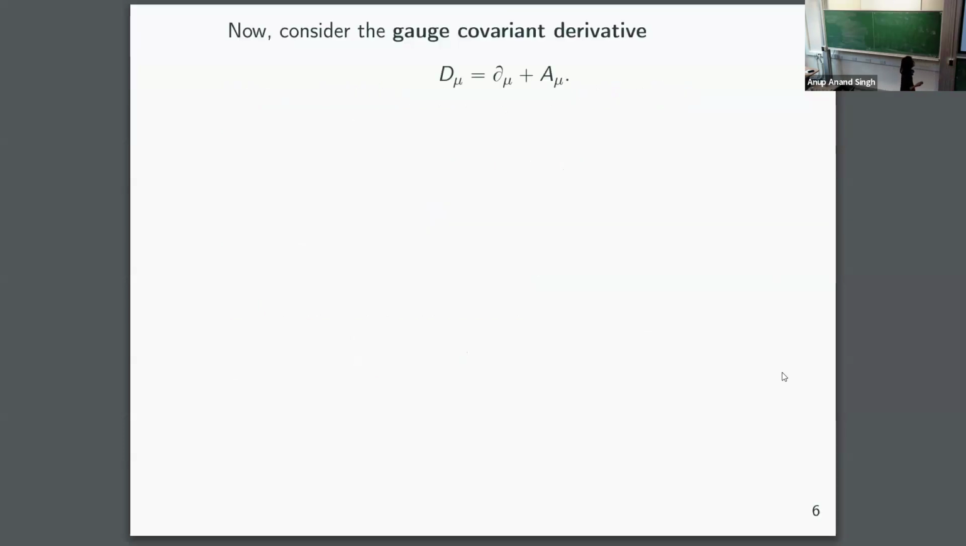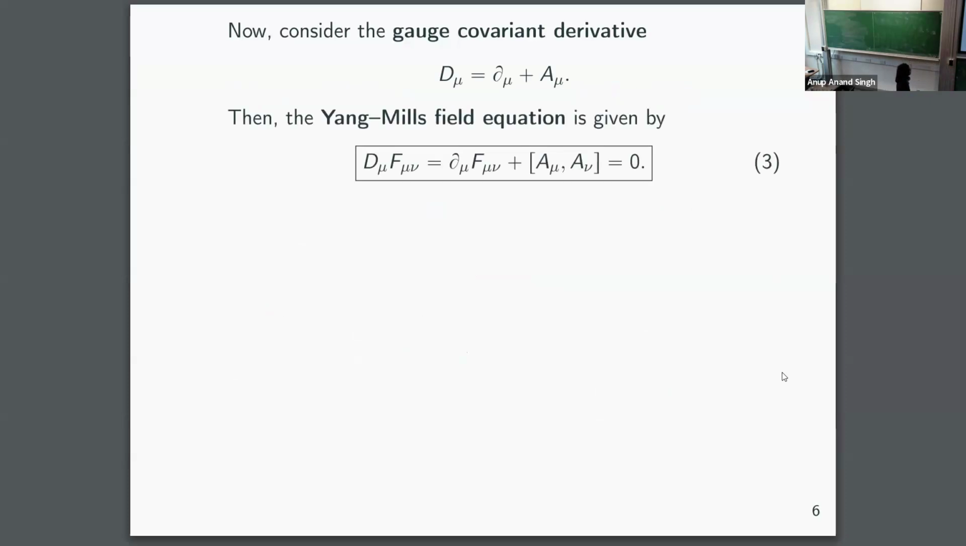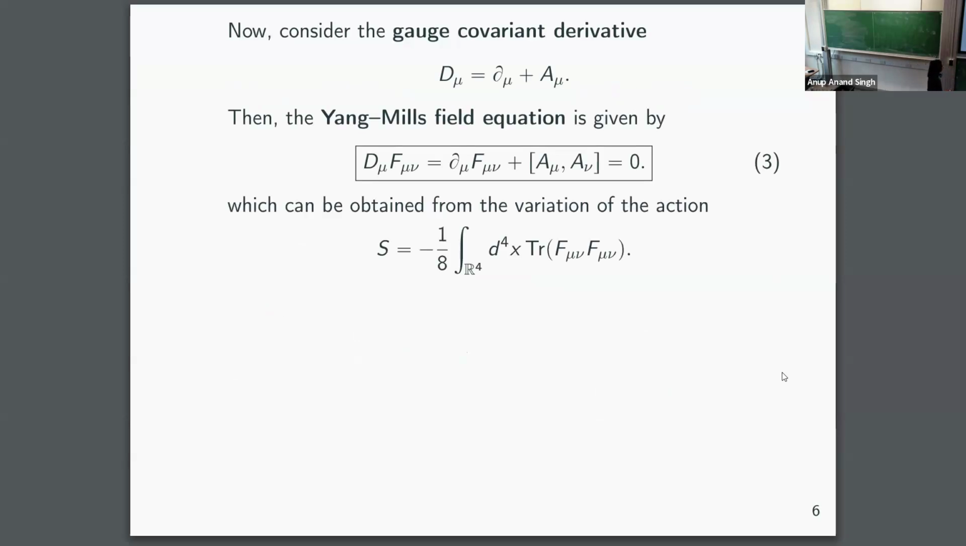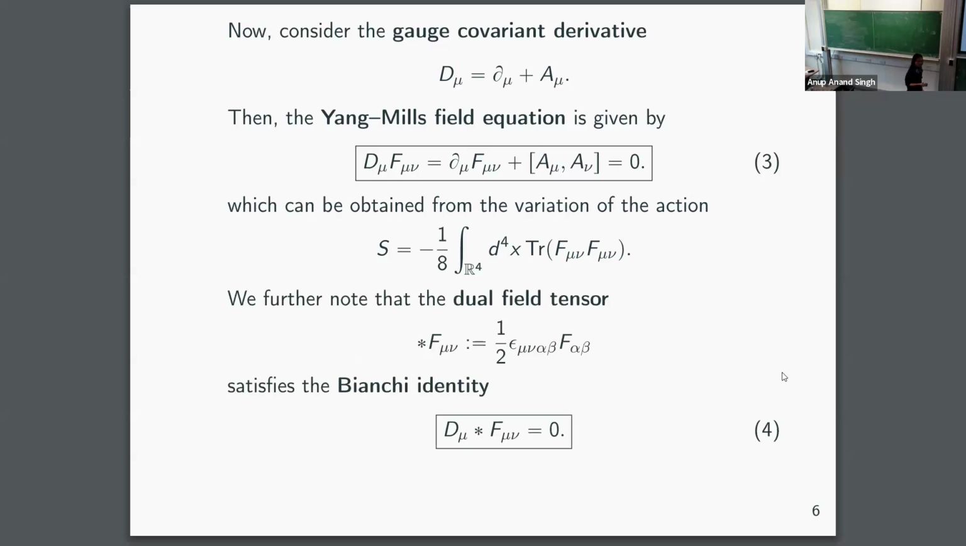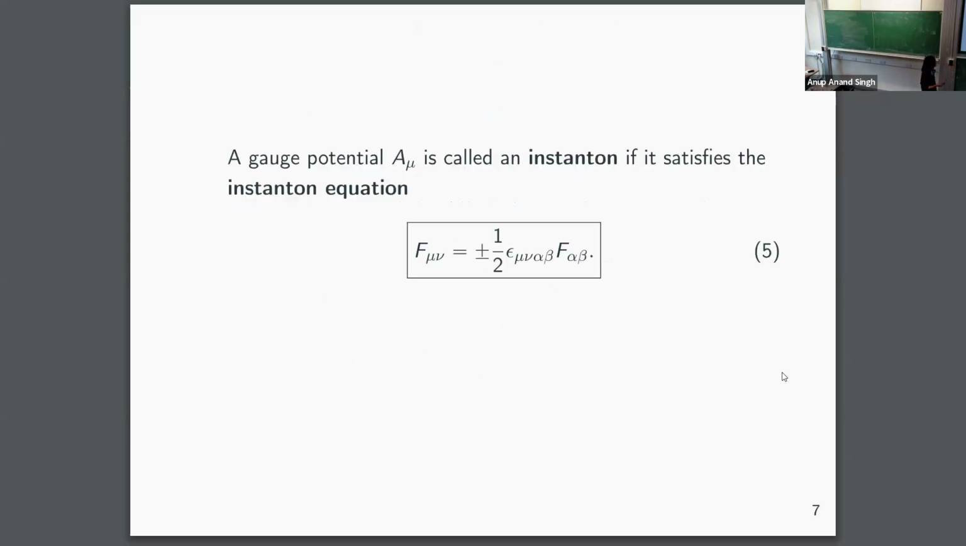Clearly the non-abelian part is reflected in that commutator bracket, and that's the gauge transformation. Now if you consider the gauge covariant derivative, then the Yang-Mills field equation you can write as D_mu F^{mu nu} equals 0, which you can clearly obtain from the action by using Euler-Lagrange and finding the critical values. And now if you consider the dual field tensor, which for mathematicians is just the Hodge dual, then that will always satisfy the Bianchi identity.